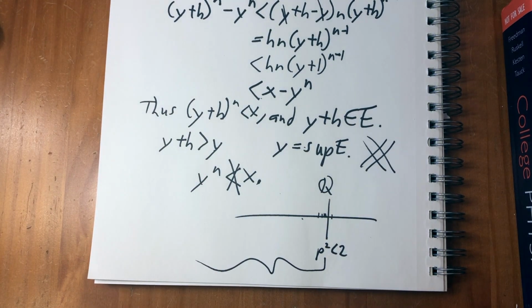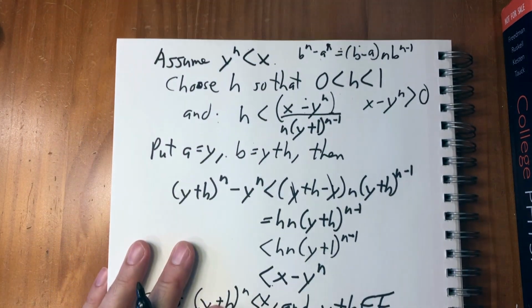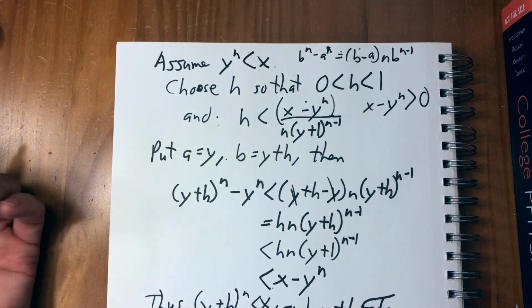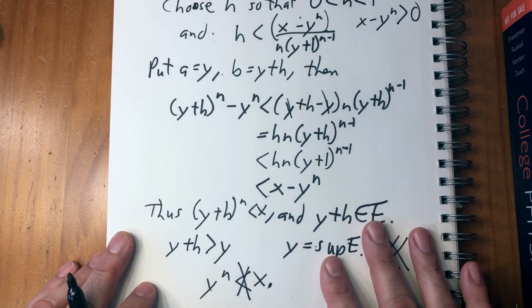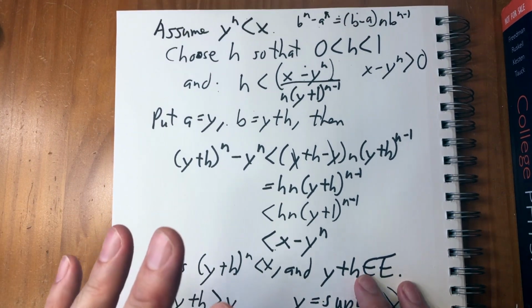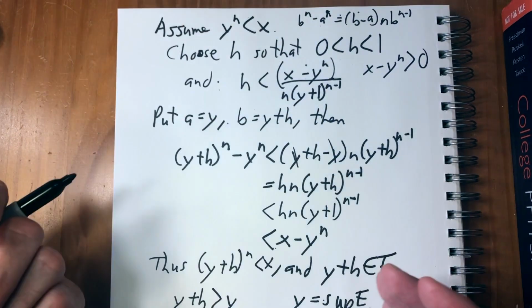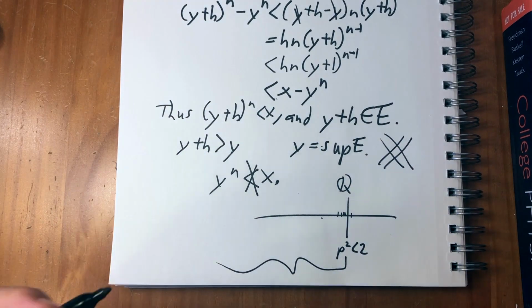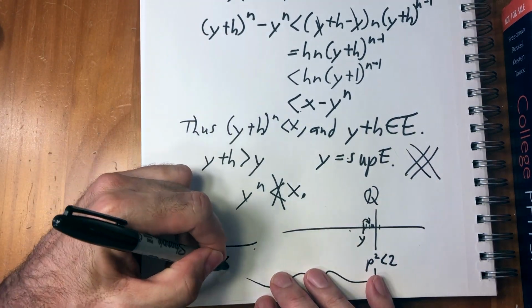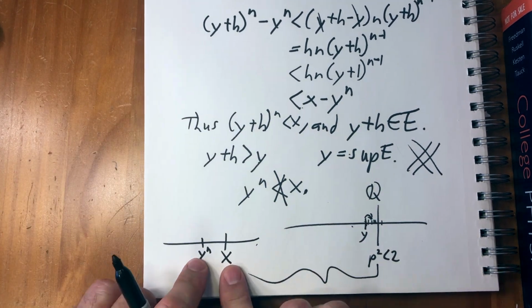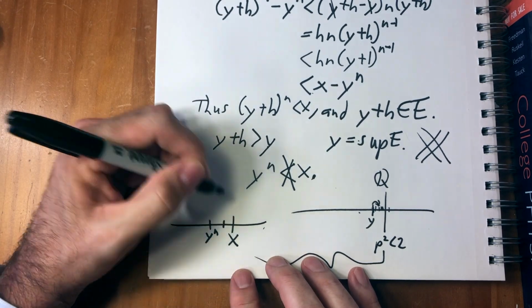So what we did is we put in the least upper bound. So what we're doing here is we're saying that y is the least upper bound of the set E. And we're saying, okay, so let's say that y raised to the n does not equal x. In fact, it's less than x. That means that in some way, you're going to be able to find something a little bit bigger that's still inside E.